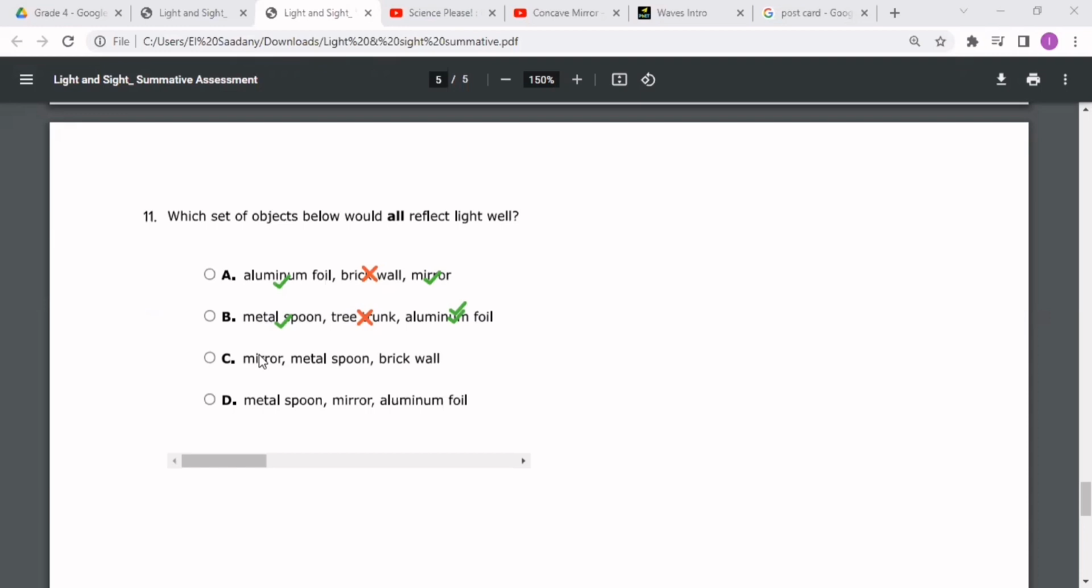C, mirror, metal spoon, brick wall. The mirror can reflect the light, the metal spoon can reflect the light, the brick wall cannot reflect the light, so the correct answer is not C. D, metal spoon can reflect the light, mirror can reflect the light, aluminium foil can reflect the light, so the correct answer will be D.